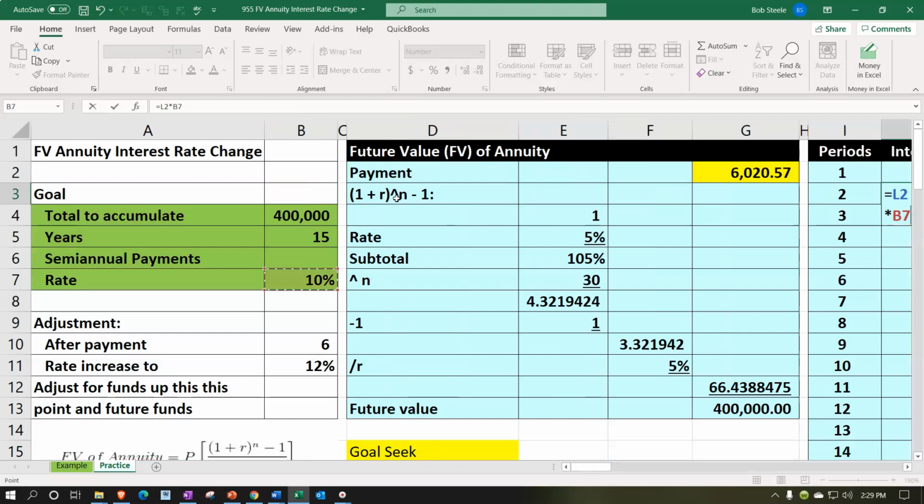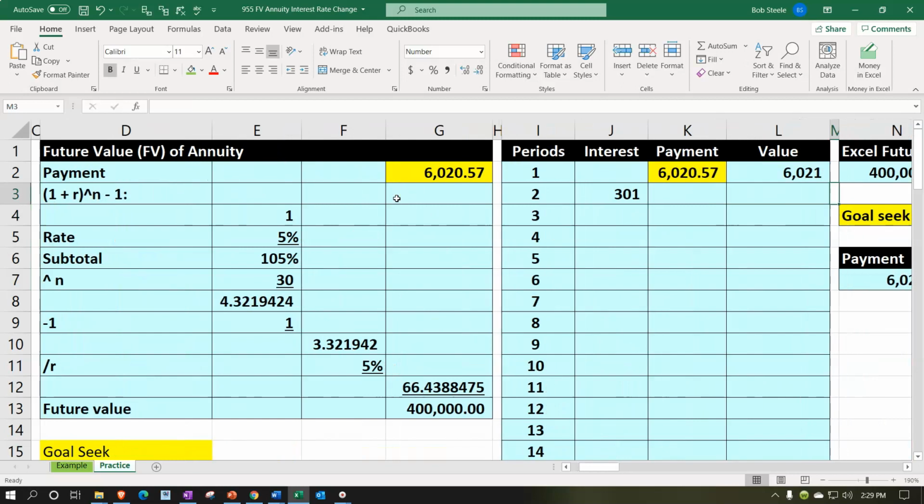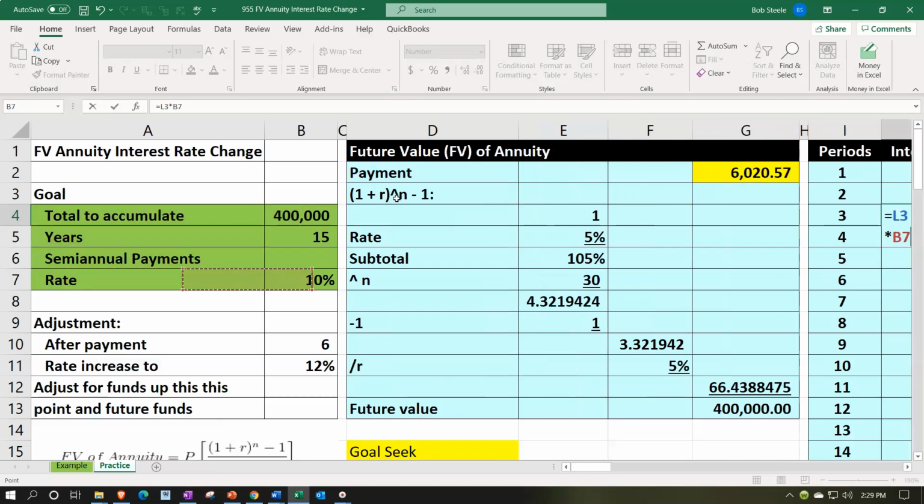which would be the 10% divided by 2. So you got to make sure to divide it by 2. And then the payment will always be the same. And then we can add up the prior payment plus the interest and the current payment. And then we would continue that on down. So the interest would be the prior value times the rate, which is going to be the 10% divided by 2.